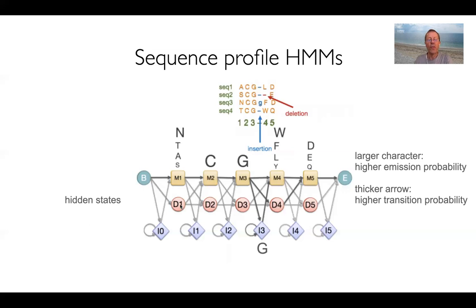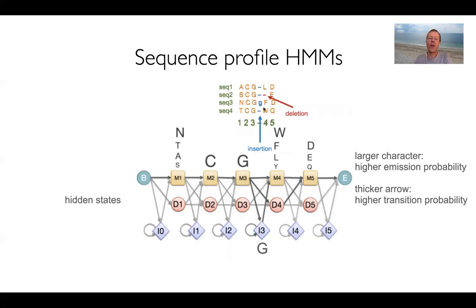Delete states obviously don't emit any residue at all. And insert states do emit residues, and they also have specific emission probabilities. So for instance, here, where we have observed an inserted glycine in one of the sequences, that is reflected in the emission probability for glycine being high from this particular insert state between M3 and M4.